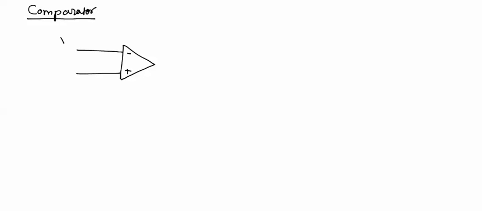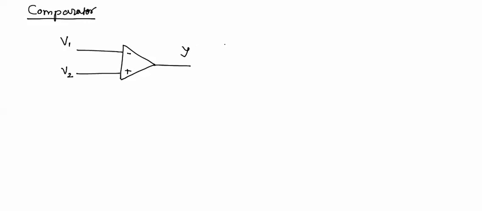Characteristics of op amp in open loop configuration. We'll see the op amp as a comparator. Suppose we have this op amp with input voltages V1 and V2. V1 is the input voltage at the inverting input and V2 is the voltage at the non-inverting input.